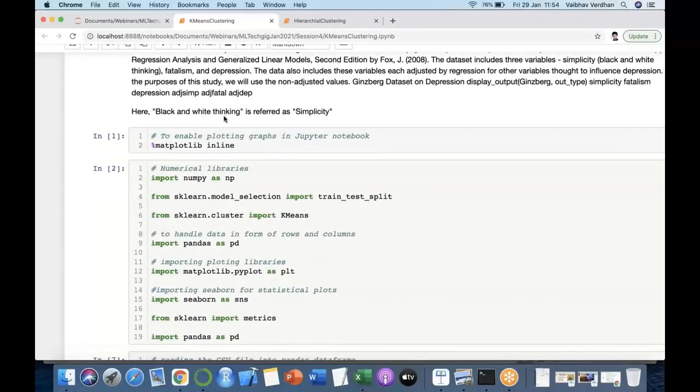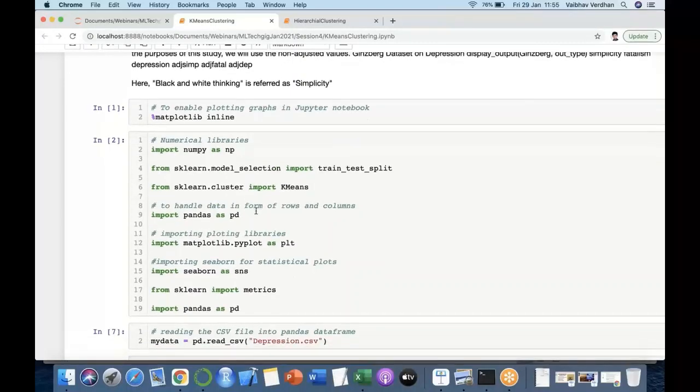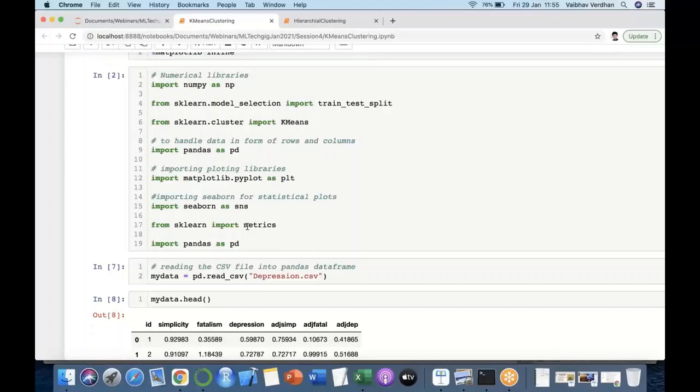So we have the data sets over here. I'll go to that. First of all, the regular libraries we are importing: matplotlib, scikit-learn, pandas, seaborn, right? Seaborn and matplotlib are for visualization, pandas and numpy are the most famous libraries for Python, and scikit-learn is my machine learning library, or data science library, that I can use.